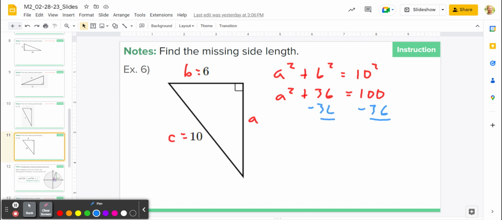we can rewrite that formula one last time. That'll be a squared equals, what is 100 minus 36? It looks like it is 64. And so if a squared equals 64, then a is going to be equal to the square root of 64, meaning that a is going to be equal to 8.